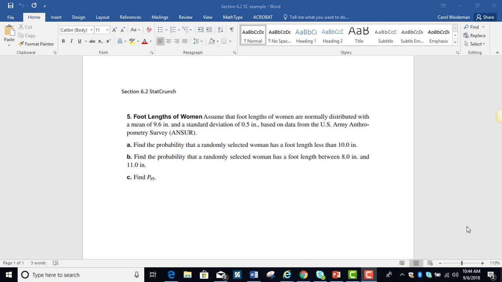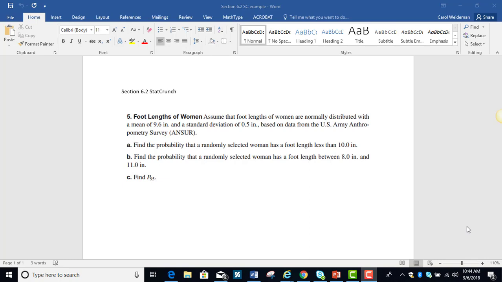And it says, assume that foot lengths of women are normally distributed with a mean of 9.6 inches and a standard deviation of 0.5 inches, based on data from the U.S. Army Anthropometry Survey. Find the probability a randomly selected woman has a foot length less than 10 inches.